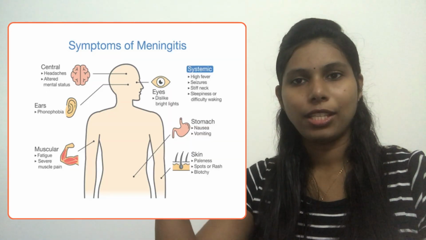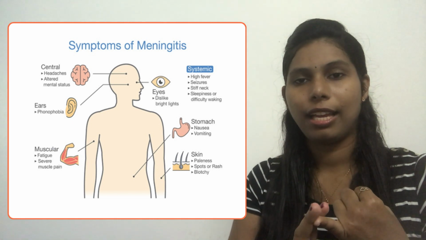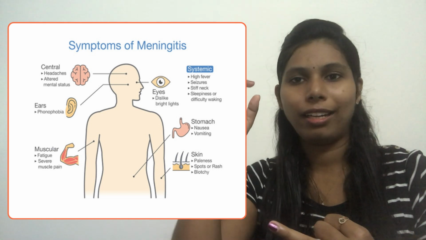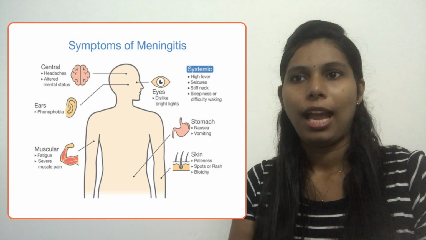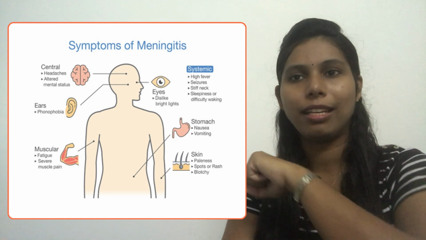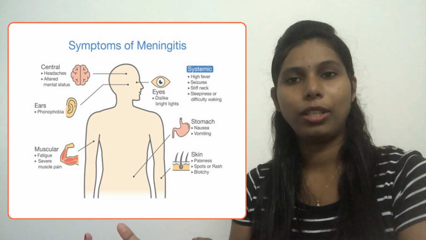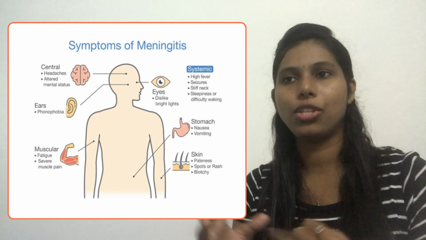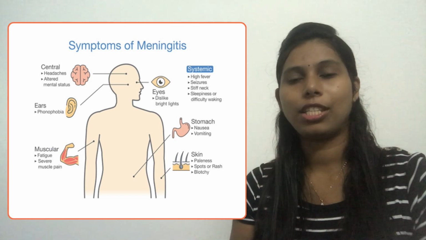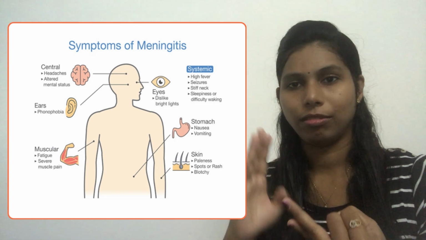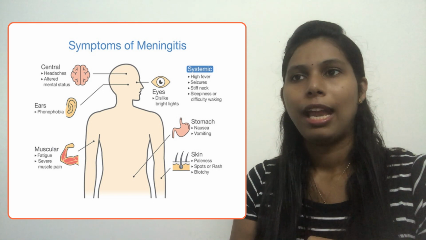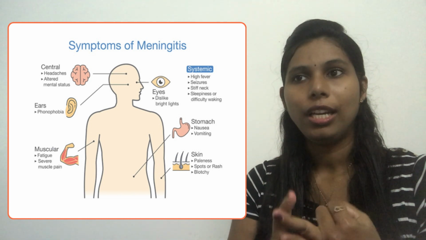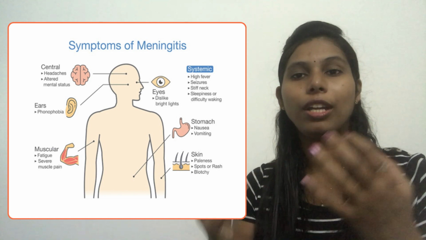When we come to the central nervous system, the client may report severe headache and altered mental status. Then they have a problem with bright light. They dislike bright light. And the client has severe muscle pain, then fatigue. And when we go to the skin, there will be spots or rashes on the body and blotchy skin. Then the gastrointestinal system, the client will report stomach pain, vomiting, nausea. And some other systemic signs and symptoms are high fever, seizure, then stiff neck, sleeplessness or difficulty walking.